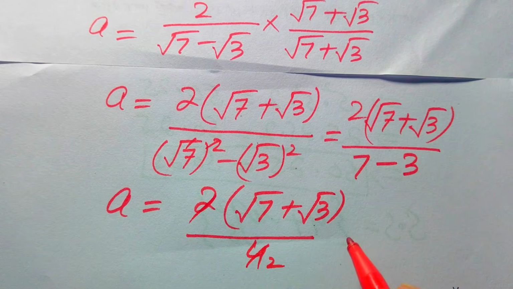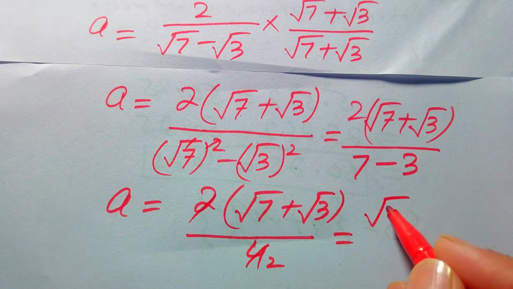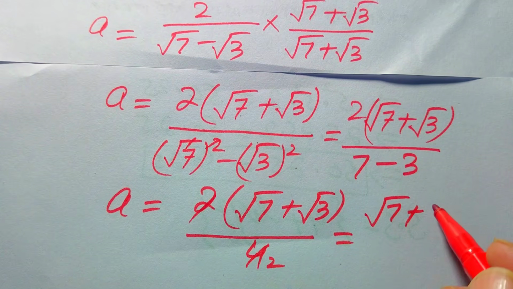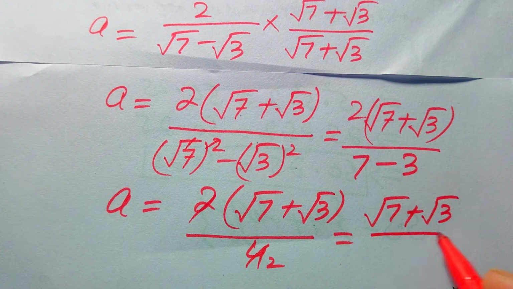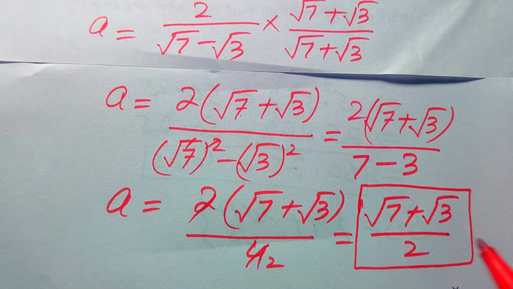This is 2 times 2 becomes 4, and finally we have the final simplified form of the given question: square root of 7 plus square root of 3 divided by 2. This is the final simplified form of the given question and this is the final answer.